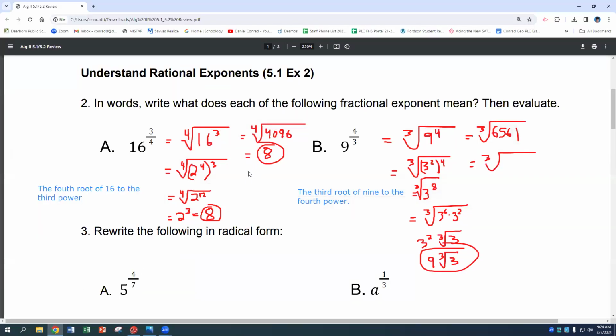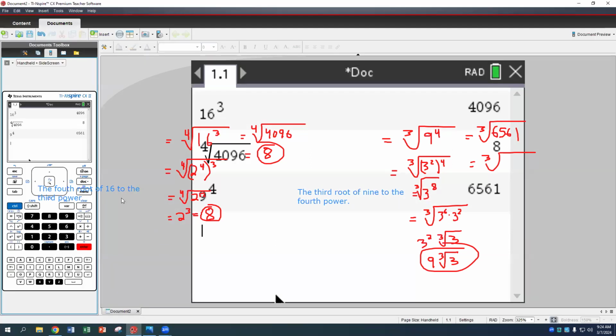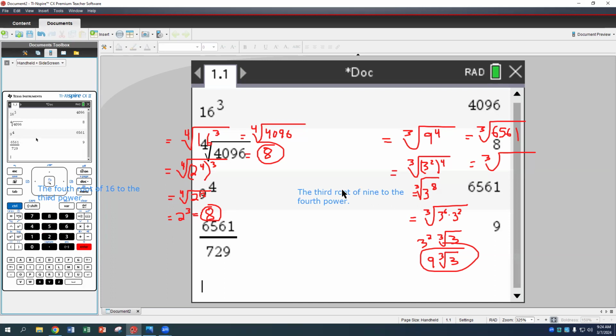So let's look. Calculator. Let's do 6,561 divided by 729. It's gonna be 9. Yep, perfect. So I would split this into 729 times 9. The third root of 729 is 9, and I'm left with 9 on the inside.